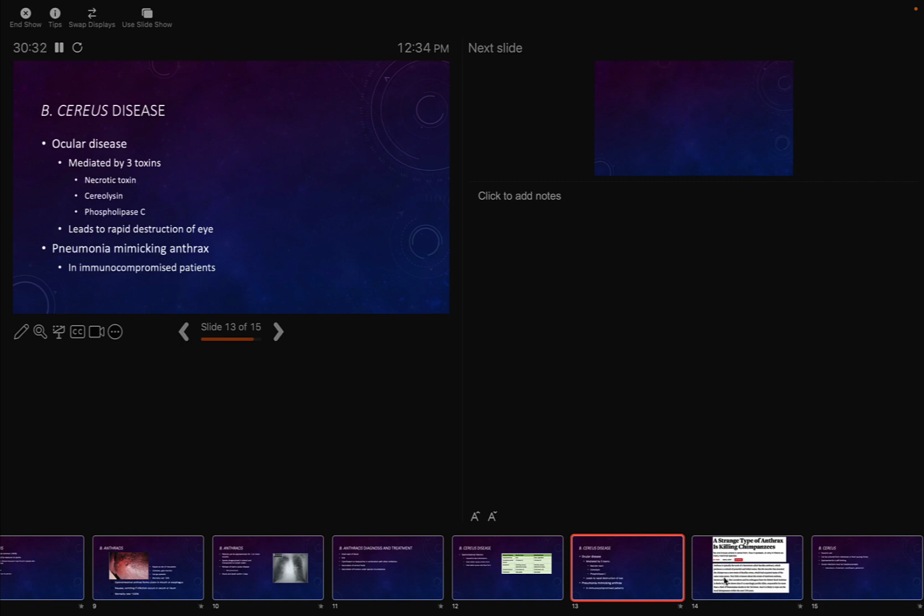In patients who are immune compromised, if the bacterium gets into the lungs, it can cause pneumonia that mimics anthrax, but it causes infection in the lungs. So the symptoms can be similar. You would see patients who have spore-forming gram-positive rods, so you might think anthrax, but it doesn't produce those same lethal and edema toxins. So it is an actual pneumonia. It's an infection, right? It's not edema toxin or lethal toxin causing the symptoms. And again, this is really what we see only in immune-compromised patients.